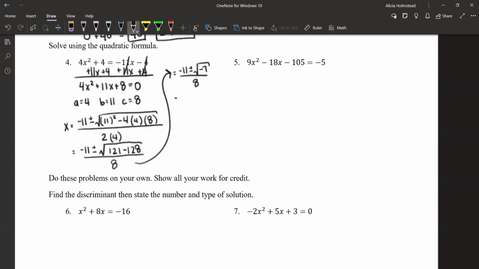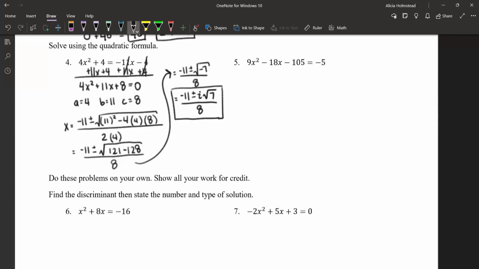Now we can simplify our radical. When there's a negative inside of a radical, we put it on the outside and it becomes an i. So we'll have negative 11 plus or minus i times the square root of 7 divided by 8. The square root of 7 doesn't simplify. Those three numbers don't have a greatest common factor other than 1. So that is our final solution.